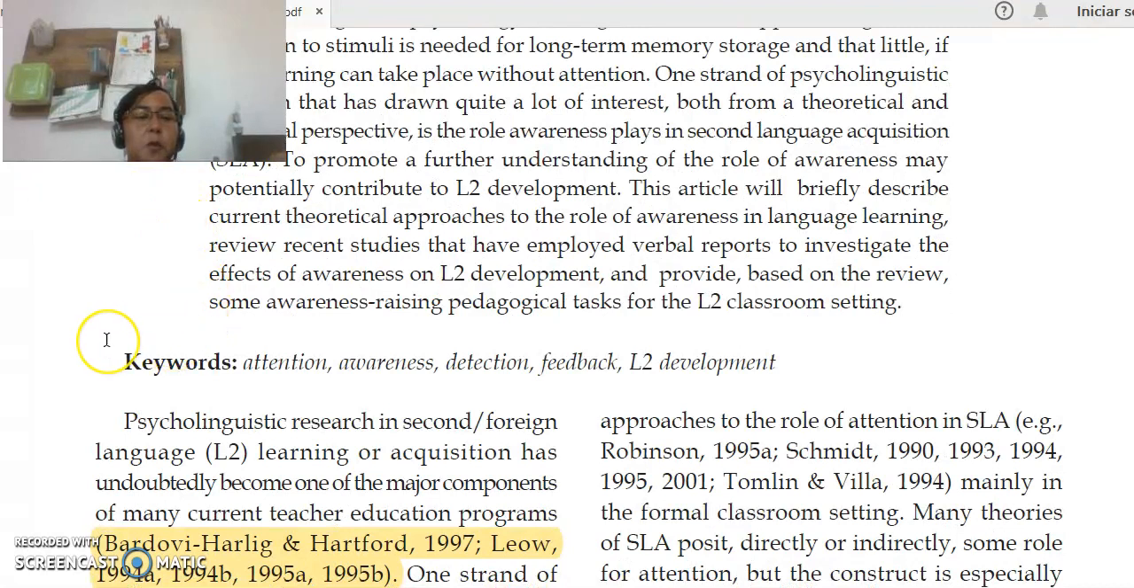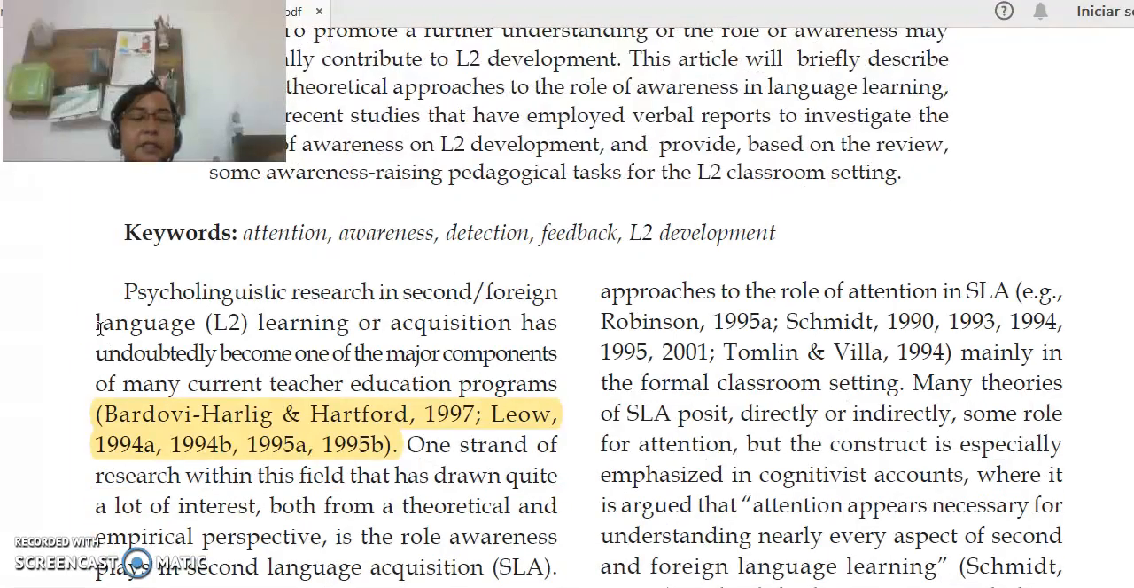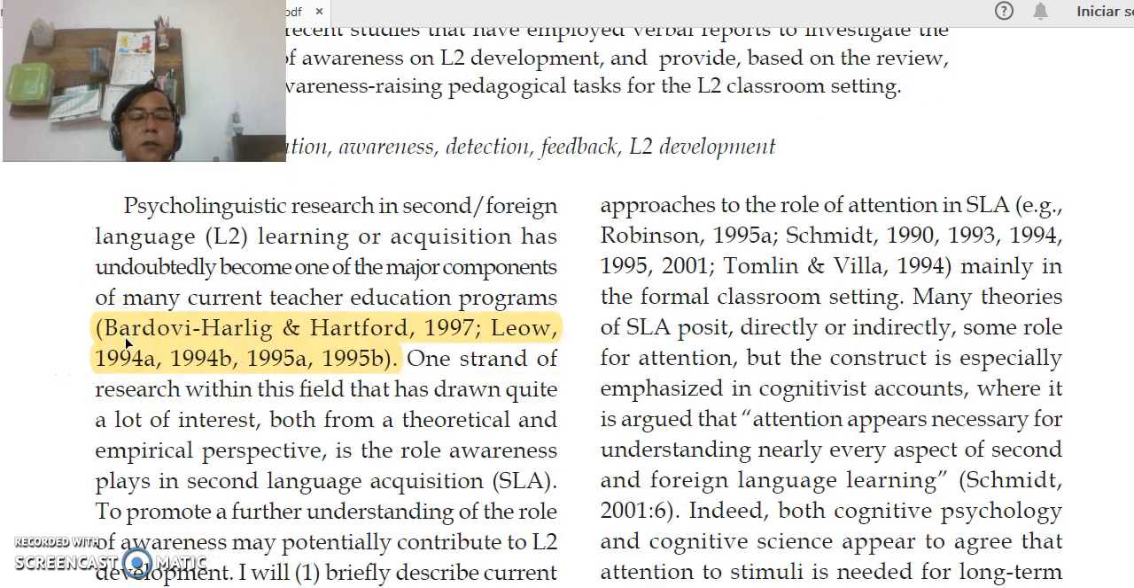Here we have keywords such as attention, awareness, detection, feedback, L2 development. There are several theoretical approaches that point to the importance of attention in the classroom, as postulated by these scientists, Bardovi-Harlig and Hartford 1997, and Leow 1904 and 1945, which emphasize the cognitive aspect and argue that attention is a primary factor in understanding the elements of a second language, learning and a foreign language.